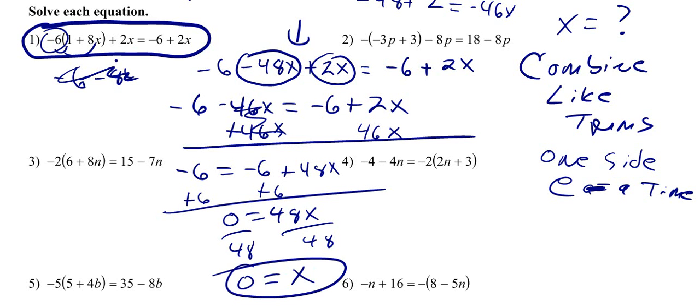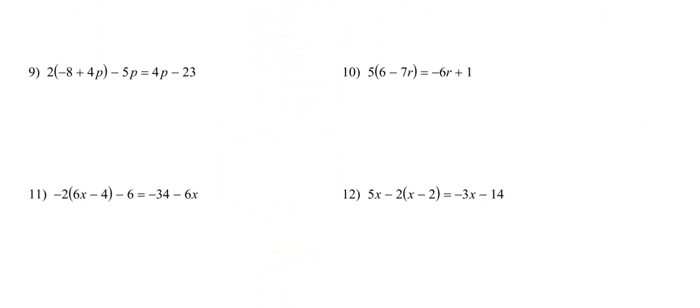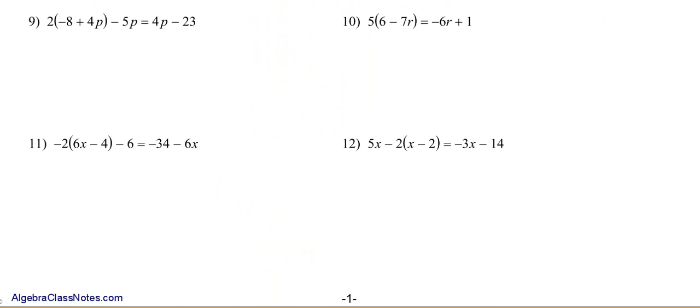So all we did is we just did our PEMDAS. We distributed this -6, combined our like terms. We figured out what side we wanted the variable, and then we solved the problem. Let's do one more. Which one do you think? Let's do 12. 12 looks kind of complicated.